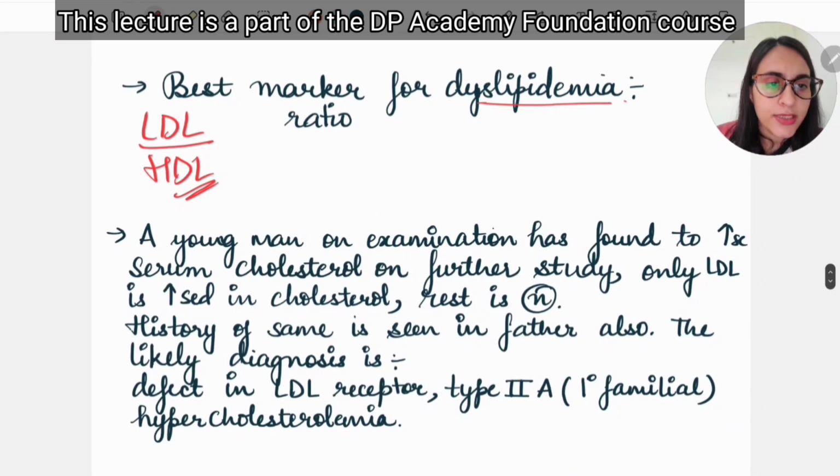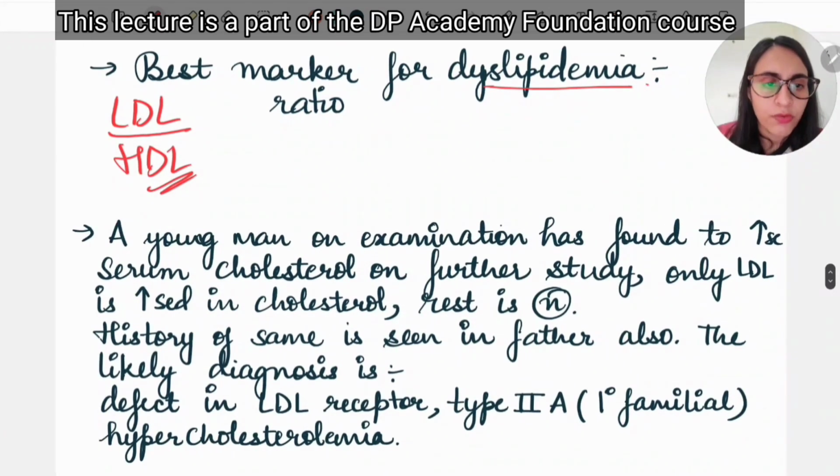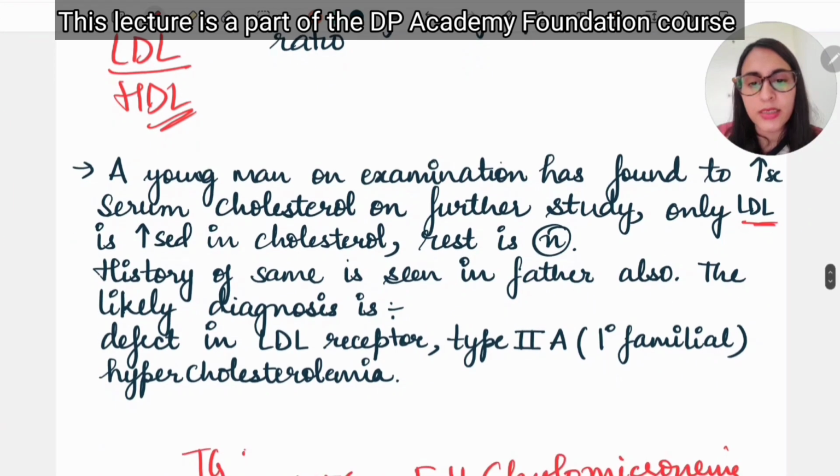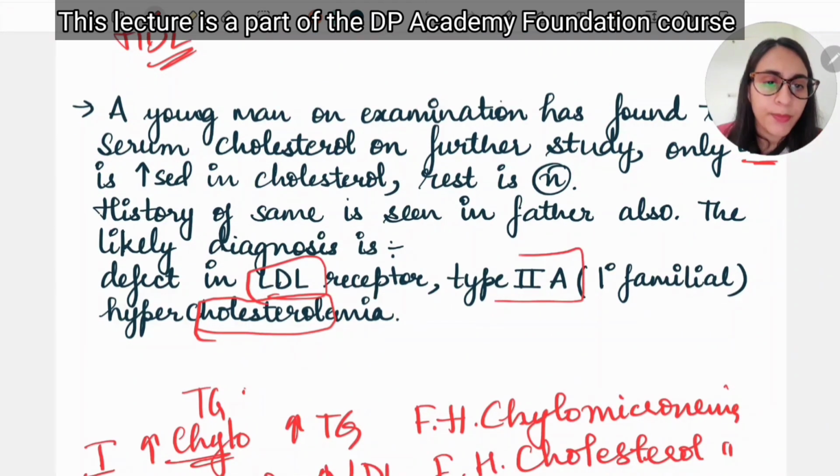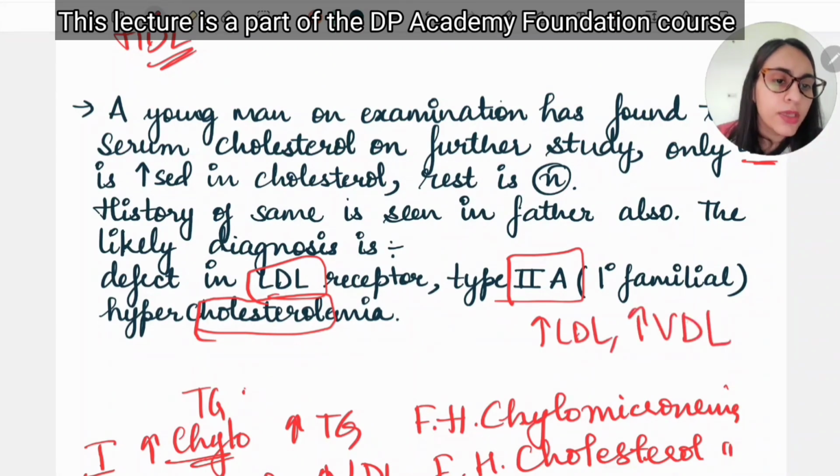A young man on examination is found to have increased serum cholesterol. On further study, only LDL is increased, and the rest everything is normal. If LDL is increased, that means we are talking about hypercholesterolemia, right? Then the history of the same is seen in the father too. So there is a defect in the LDL receptor. It is type 2A. Type 2B means increase in the LDL, and apart from that, increase in the VLDL and IDL, the intermediate density, is also seen.